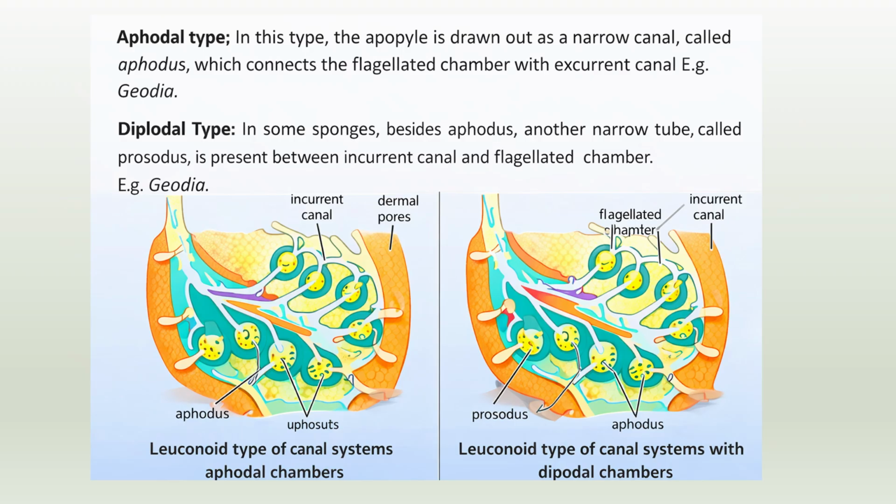So here you can see the aphodal type. Here in the aphodal type, you can see that the apopyle is drawn into a narrow canal which is called the aphodus, and this is connected with the flagellated chamber. This is in the case of Geodia. In the diplodal type, along with the aphodus, there is also another tube which is called the prosodus, and this is called the diplodal type.